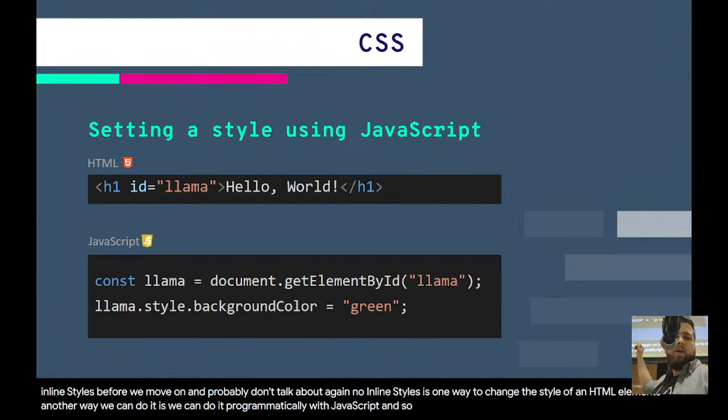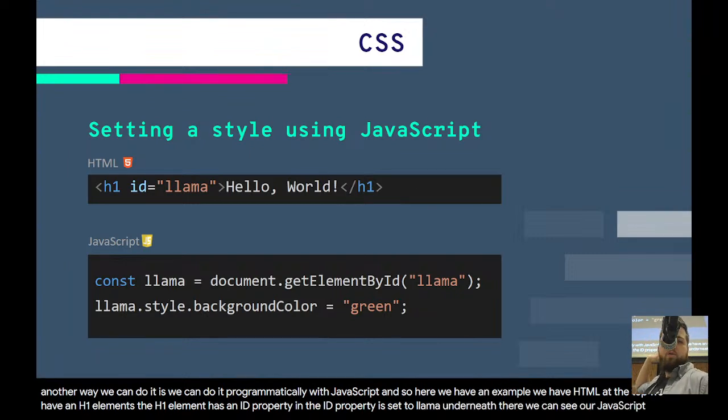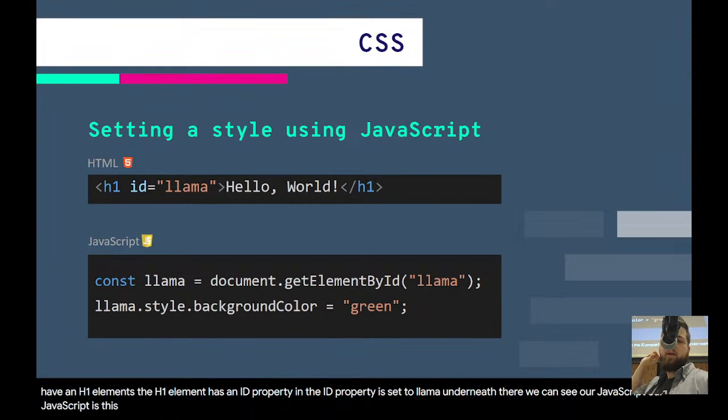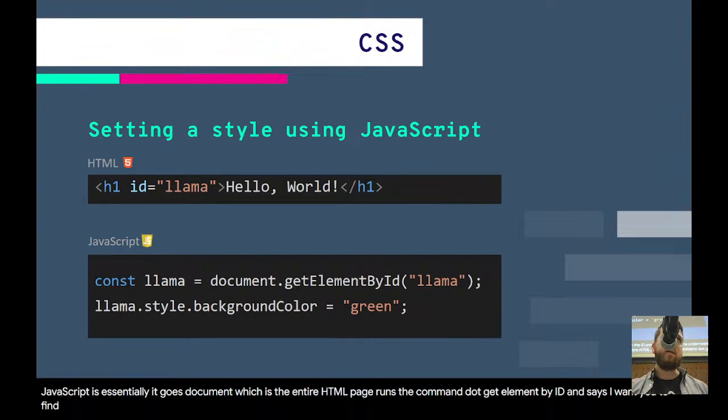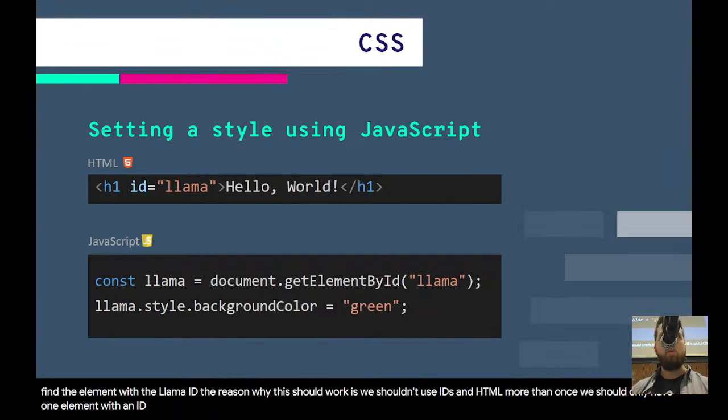And so here we have an example. We have HTML. At the top, we have an H1 element. The H1 element has an ID property, and the ID property is set to llama. Underneath there, we can see our JavaScript. Our JavaScript goes document, which is the entire HTML page, runs the command .getElementById, and says, I want you to find the element with the llama ID. The reason why this should work is that we shouldn't use IDs in HTML more than once. We should only have one element with an ID. They're supposed to be unique.